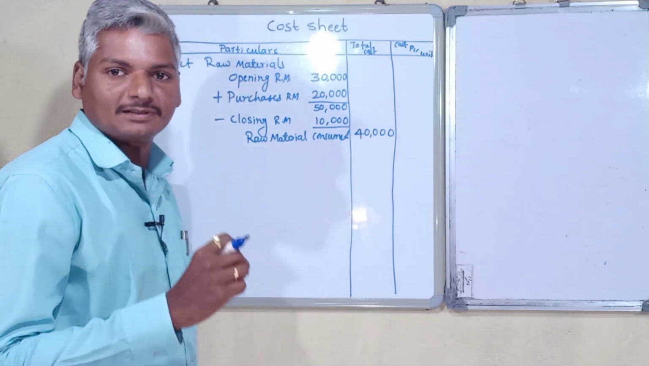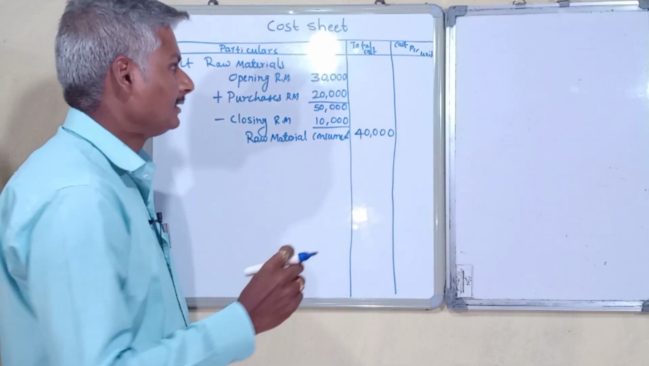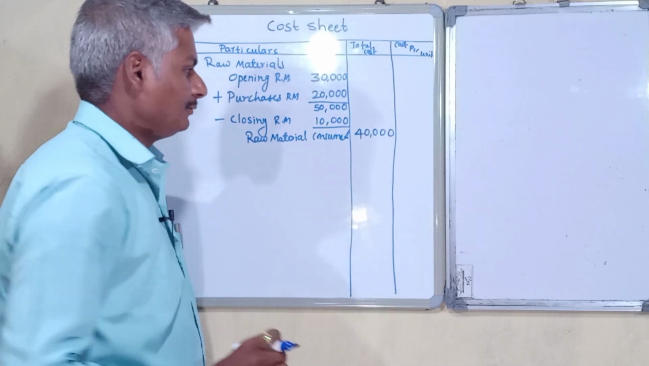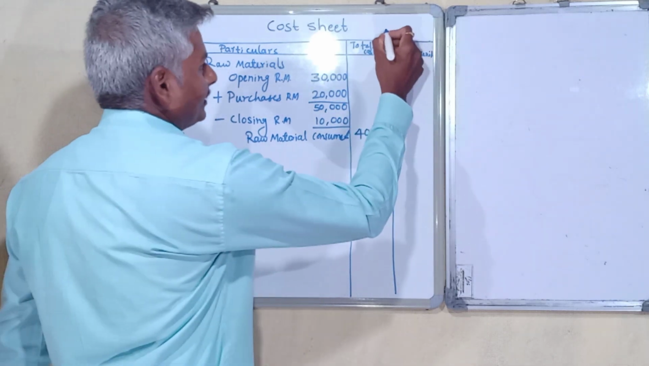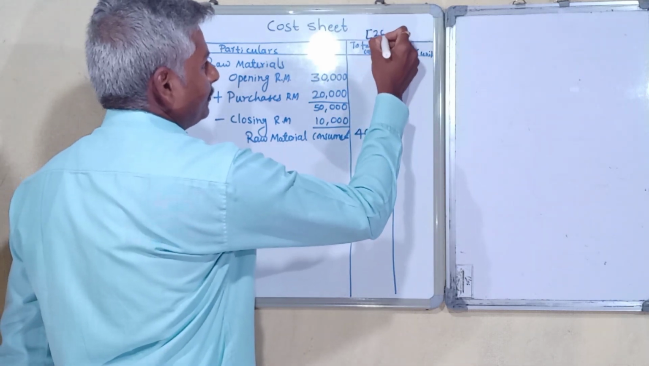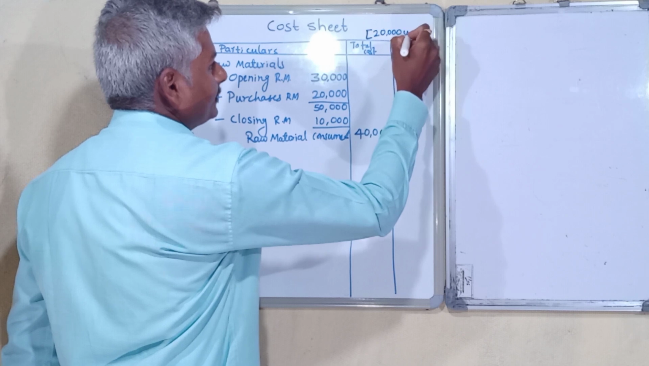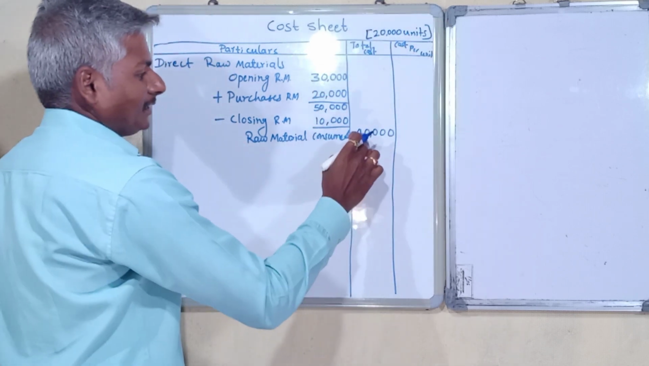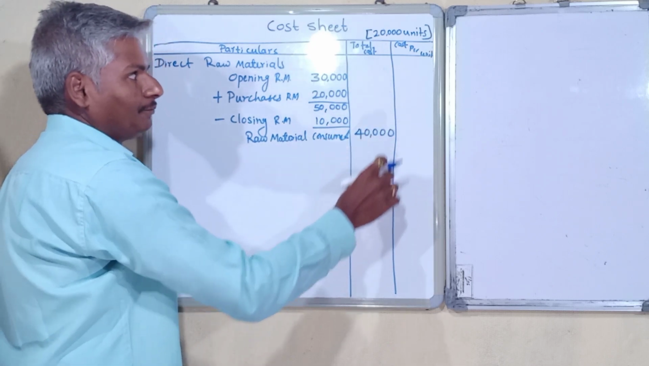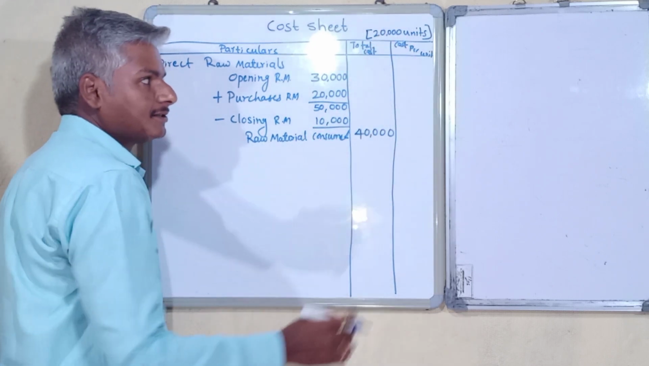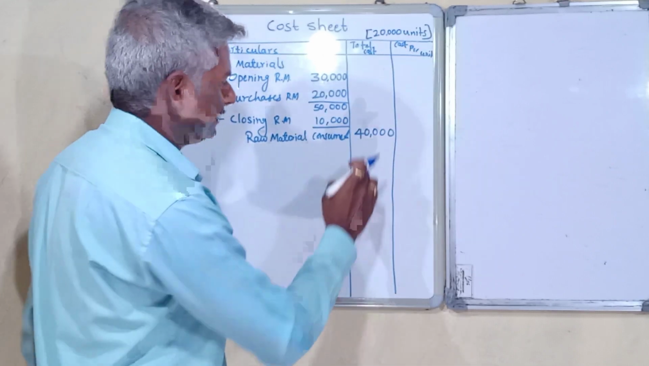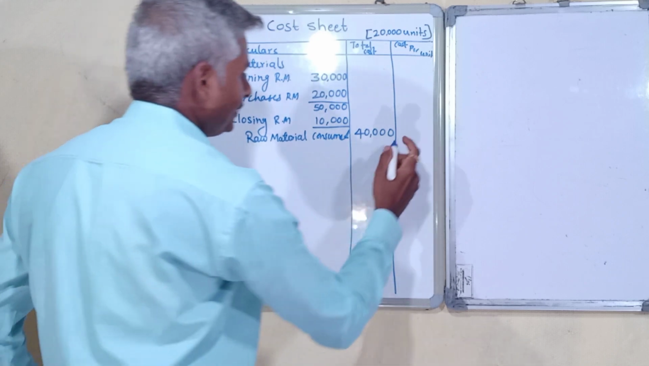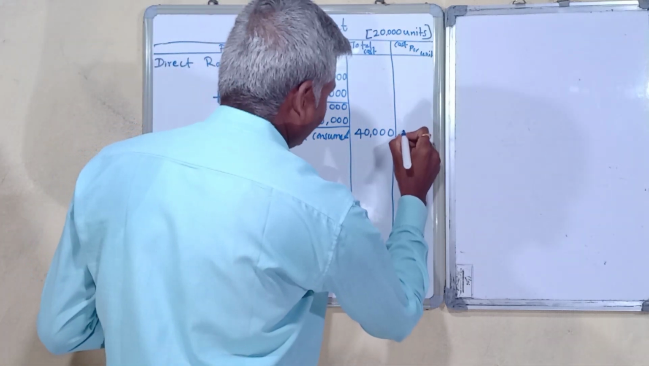And in the problem they mentioned that you need to find the cost per unit also. So here we can write 20,000 units. This is for 20,000 units. For all the total costs, if you divide by 20,000 units, then you will get cost per unit. 40,000 divided by 20,000 units, you will get 2 rupees.